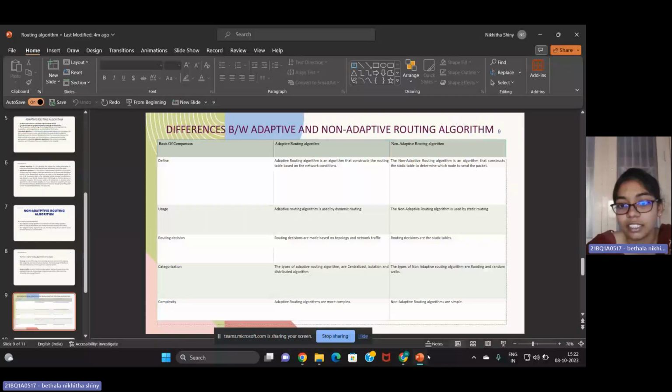Categorization. The types of adaptive routing algorithms are centralized, isolation, and distributed algorithms. Non-adaptive routing algorithms are classified into two types: flooding and random walks. When it comes to complexity, adaptive routing algorithms are more complex and non-adaptive routing algorithms are simple.